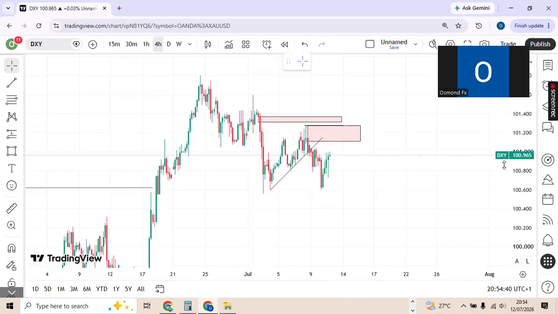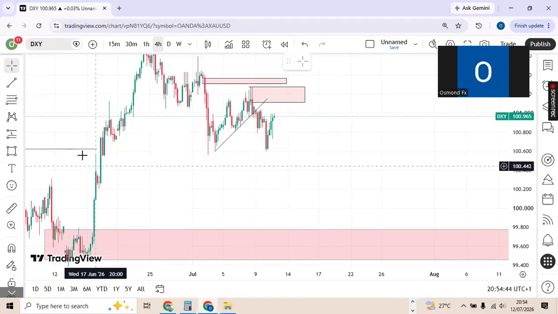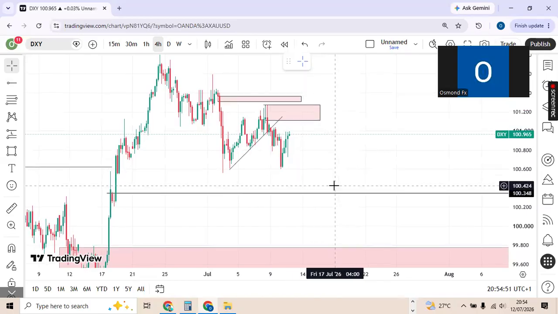So that is what I'm expecting this week. I'm expecting the market to come here or this area, then we drop to the downside, possibly to this area. All right, so this is what I'm expecting for this week.